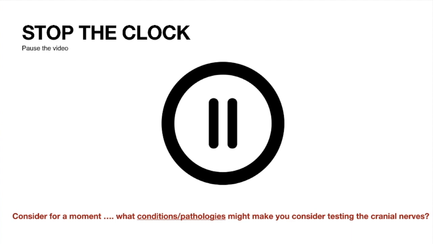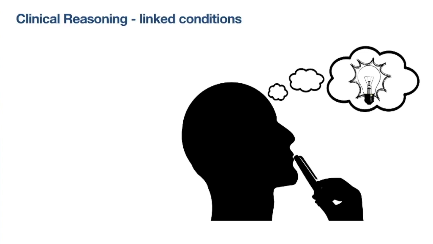If you now stop your clock and make a little list and try and think of a few potential pathologies that might link in with those presentations that we've just chatted through, and think about what conditions or pathologies might be possible comorbidities, or that you might be suspecting as part of this idea around whether you test the cranial nerves or not. So let's put that list together for you. Again, it's not exhaustive. This is just some of the things that you could consider.